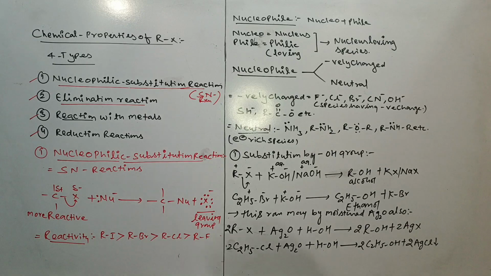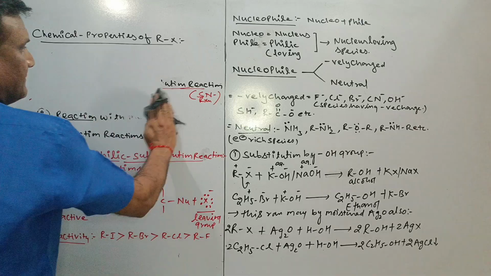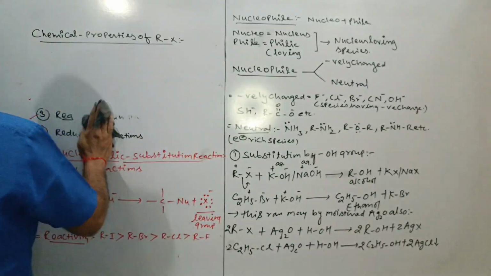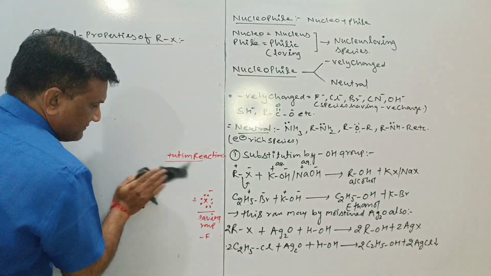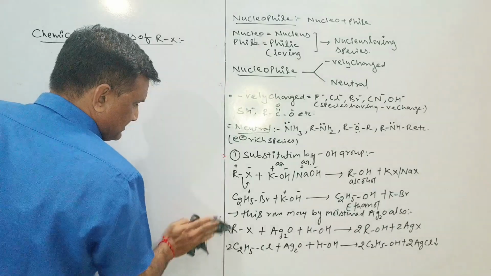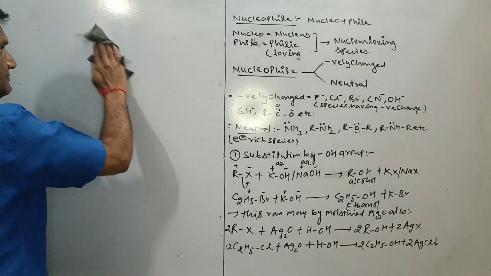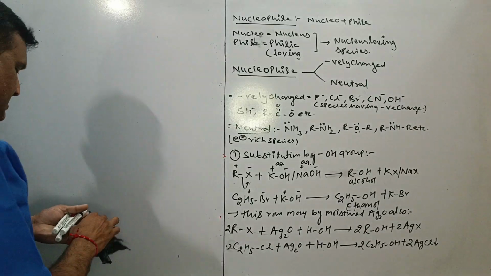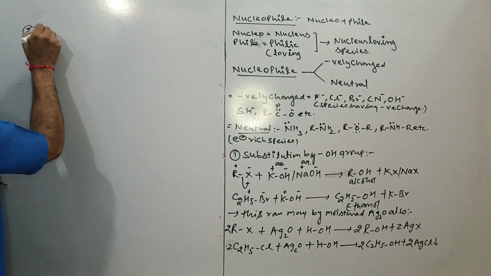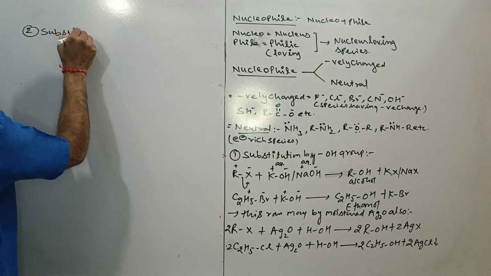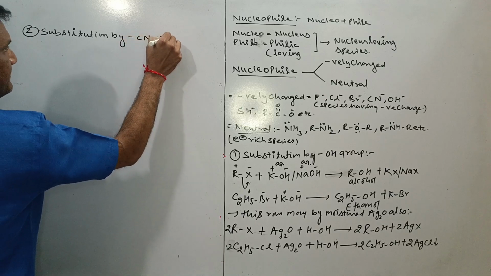Now we try to discuss the second example of an SN reaction. What is that? Substitution by the cyanide group, CN minus. This is the second heading, which is very important. Substitution by the CN group, the cyanide group.